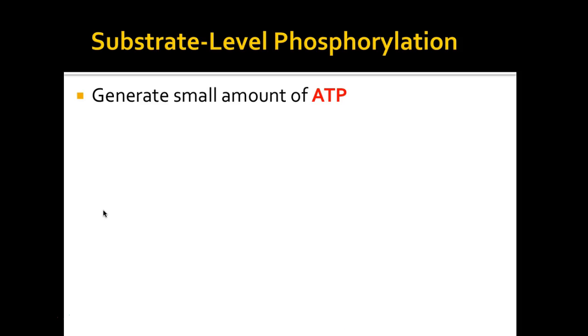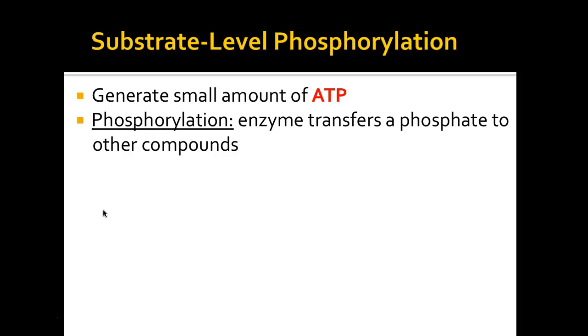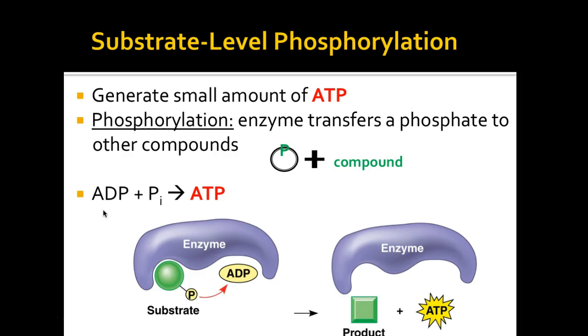What is substrate level phosphorylation? Ultimately, it's a process that is going to generate a small amount of ATP. Phosphorylation is when enzymes are going to transfer a phosphate to other compounds. So if you have a phosphate group plus a compound, you could say that's been phosphorylated. In this case, ADP is going to pick up that free phosphate group, and you're going to form ATP. You could see the process there by which it is done.